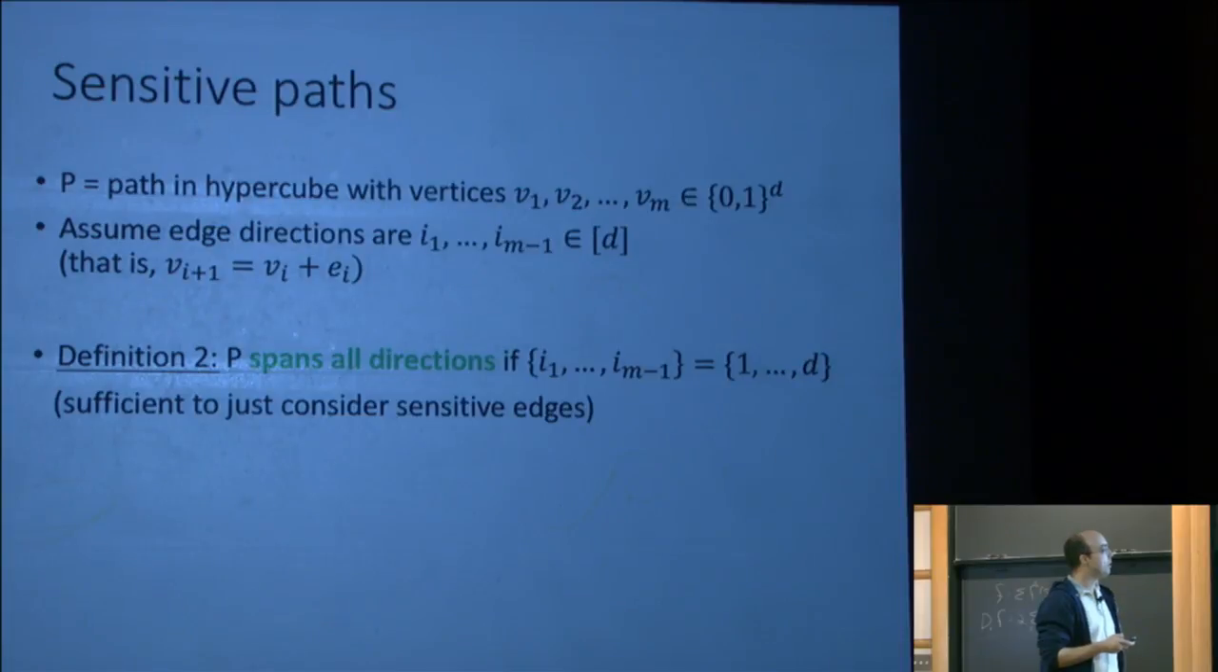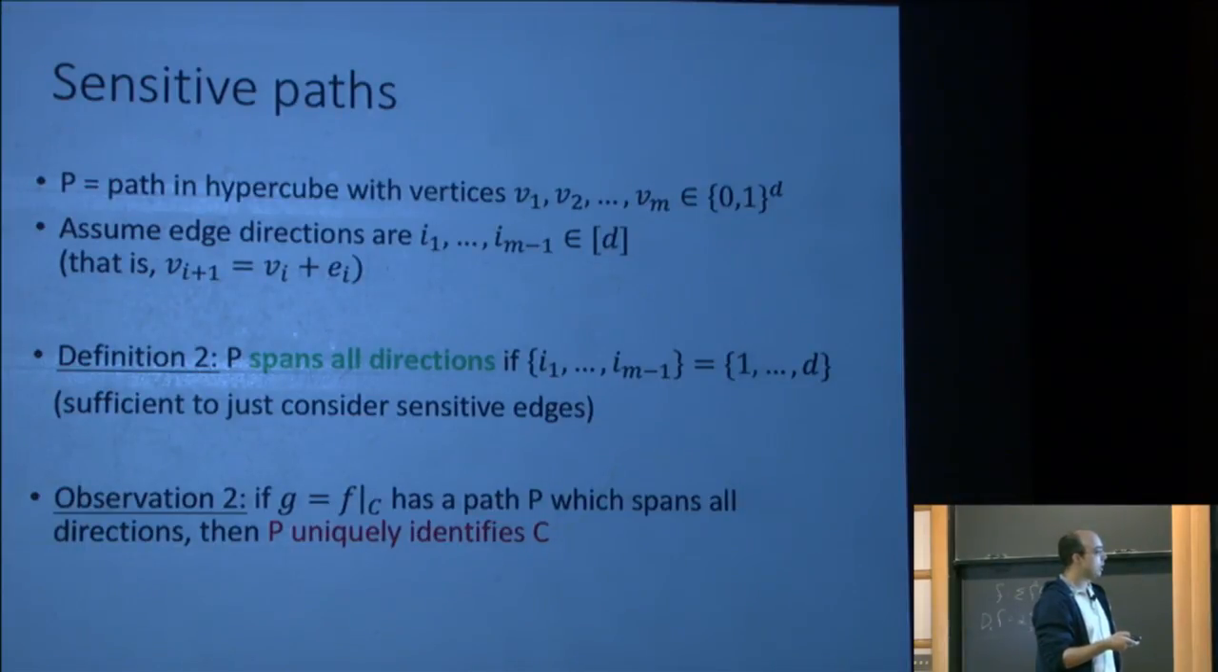So here's the second property. This is a simpler one. The path spans all the directions: if I check all the possible directions I see in this path, I get all directions. Or equivalently, if I take the minimal subcube containing this path, it's going to be the whole cube. It's not contained in any face of the cube.